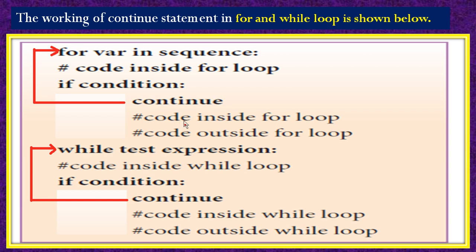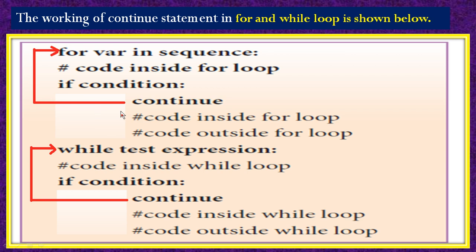In the for structure, it leaves the code inside the for loop and does not break the structure, and control does not transfer to the outside of the for loop. Unlike the execution of the break statement, it continues to the next iteration of the for loop. Similarly, in the while structure, it leaves the code inside the while loop and continues to the next iteration. This is the working of the continue statement in for and while structures.